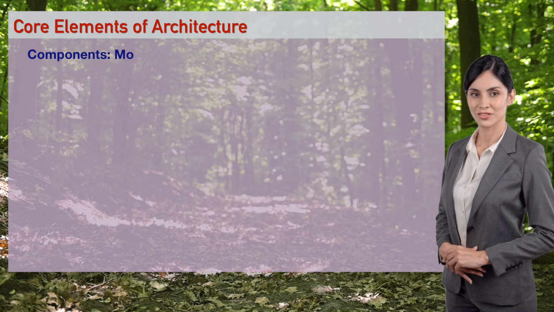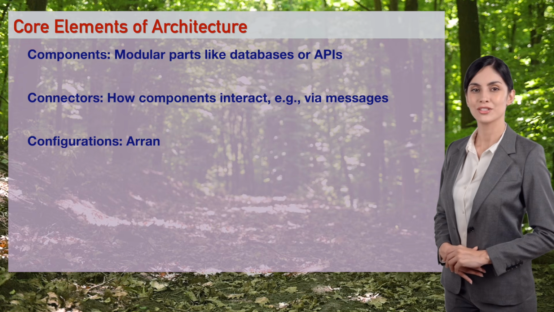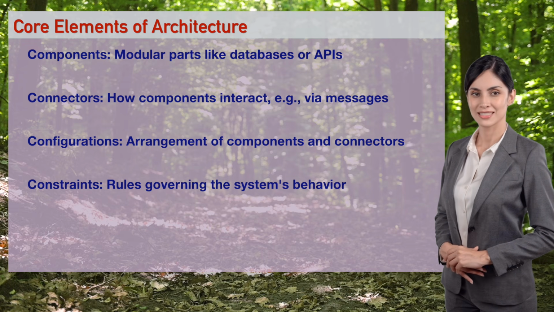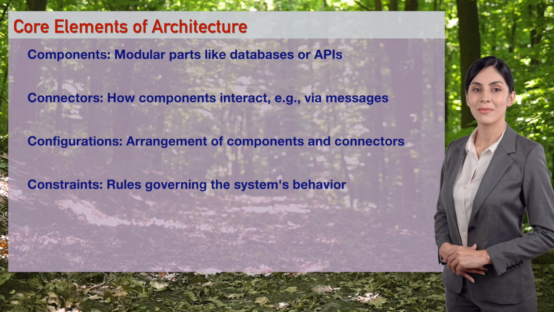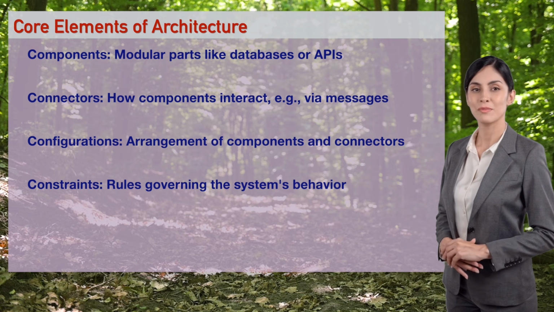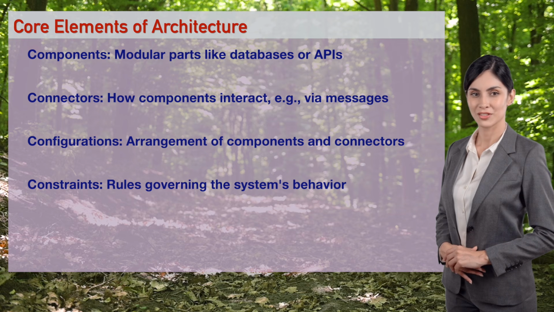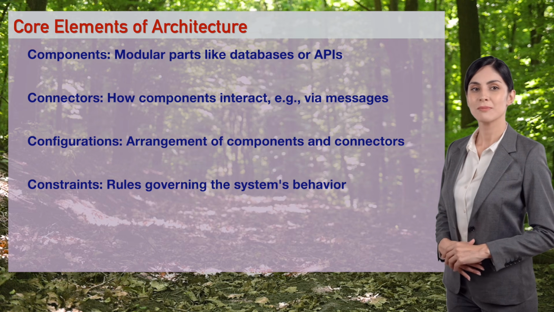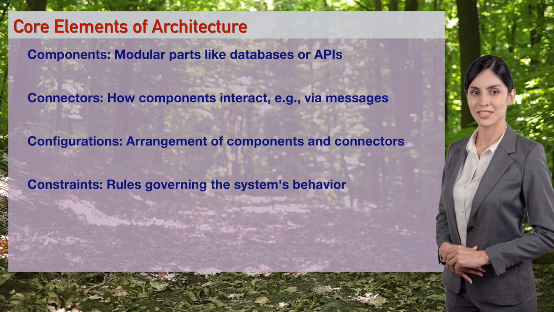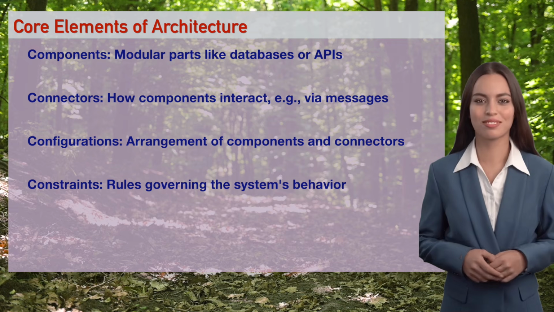Breaking it down further, the core elements of software architecture include components, which are the modular parts like databases or user interfaces. Then there are connectors, which define how these components interact. Think of them as communication channels, such as through messages or APIs. Configurations refer to how all these pieces are arranged and wired together. Finally, constraints are the rules that govern the system's behavior, ensuring it meets requirements like performance or security standards. These elements are the building blocks. Get them right, and the rest follows.